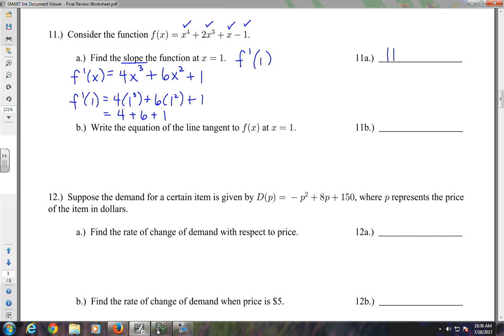Anytime we want to write the equation of a line, we're going to use our point-slope form. Please memorize this for your exam. Y minus y1 equals m times x minus x1. So the x1 and y1 are representative of the point of tangency. So we know x1 is given to be 1, but we don't know its corresponding y value. So we are going to have to do a little bit of work here to find out what y1 is. So let's do that first.